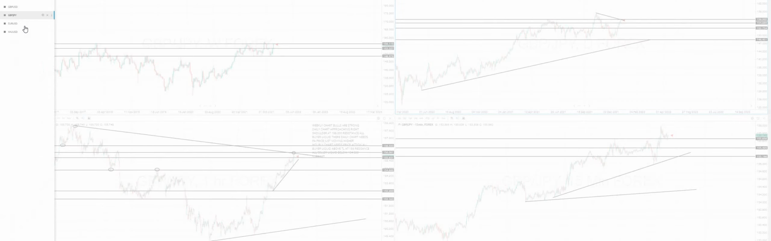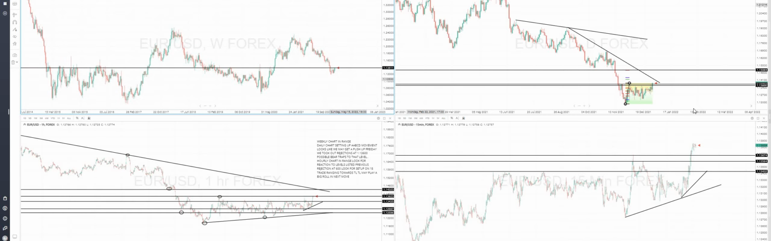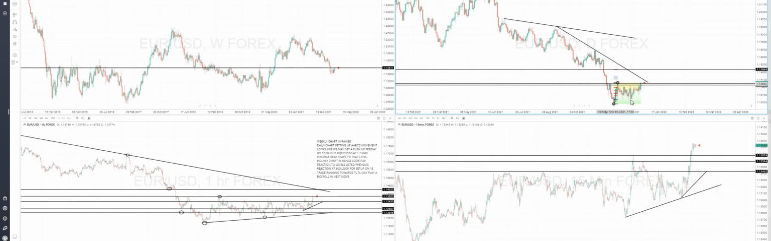So that is GBP JPY, EUR USD. EUR USD has been in a range for the past couple weeks, as you can see right here. It's just been going back and forth, back and forth, back and forth, right? On the daily chart, one thing that I do notice is we are sort of starting to make an ABCD-like pattern, so there is a possibility that we might get a little move up.